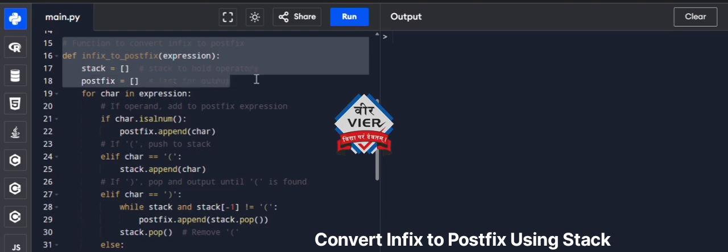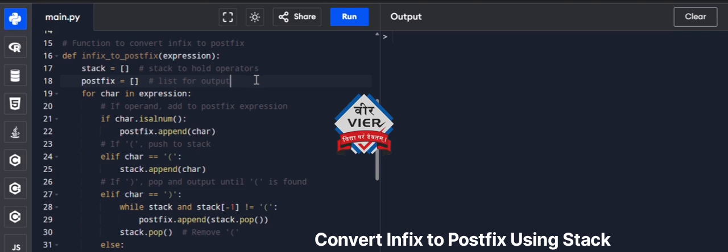Export to sheets. 2. The conversion function, infix_to_postfix. This function is the heart of the program, using an operator stack and an output postfix list. We process the input expression character by character. Character type. Code logic explanation.